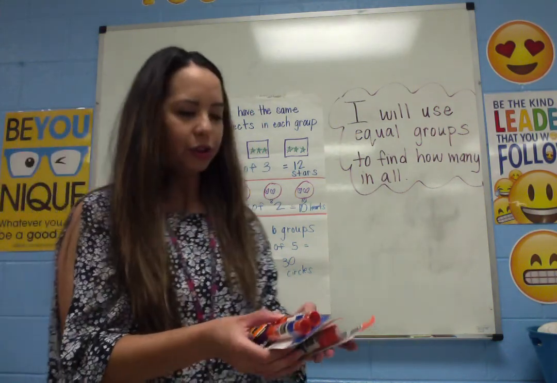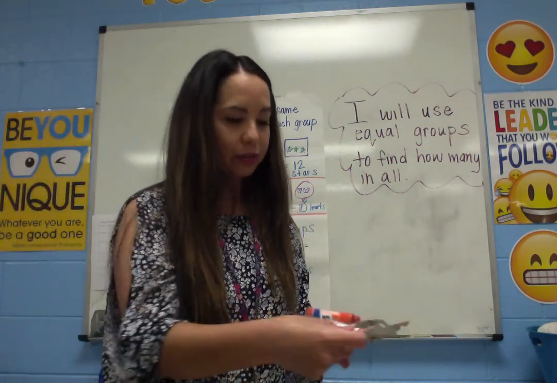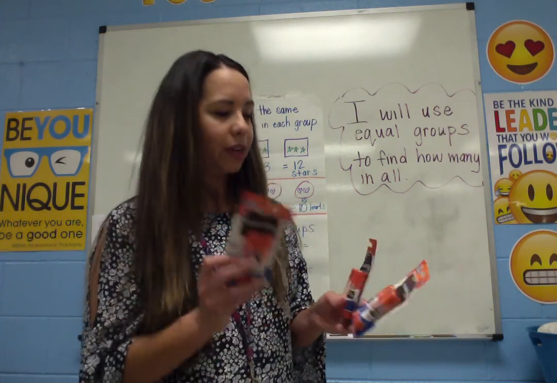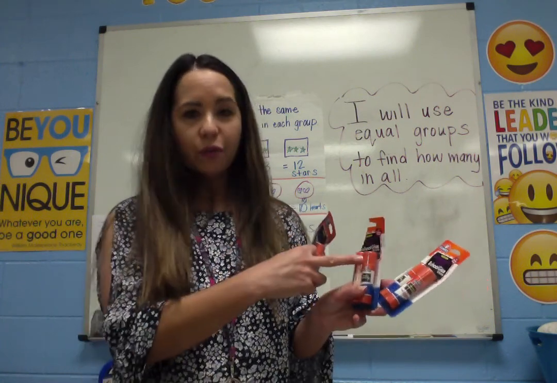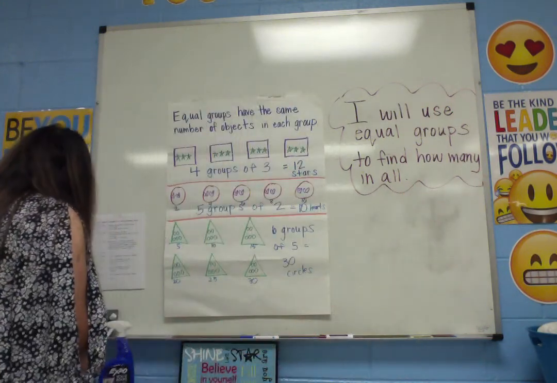Here are equal groups, represent equal groups. There are 2 glue sticks in each pack, which packs, you guys, also represent equal groups. So to find the total number of glue sticks, count by 2s, 2, 4, 6. This represents multiplication to get the total.